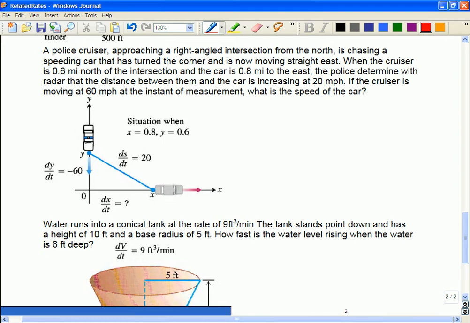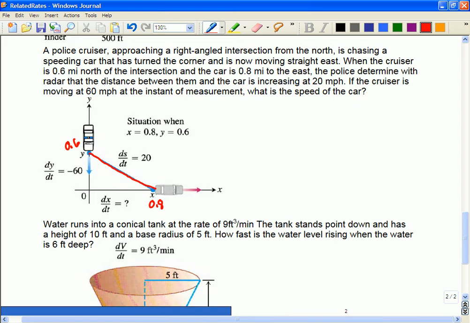So everything is labeled in here, and we have this information about it being 0.8 miles to the east. So 0.8 miles to the east, that's right here, and 0.6 miles north, that's right here. And it says the distance is increasing at 20 miles per hour. So that's the length of this thing here. Increases 20 miles per hour.